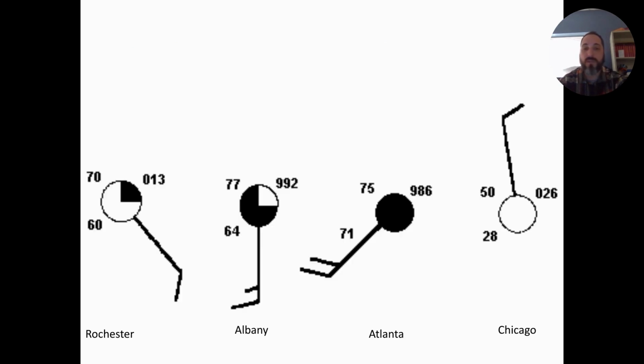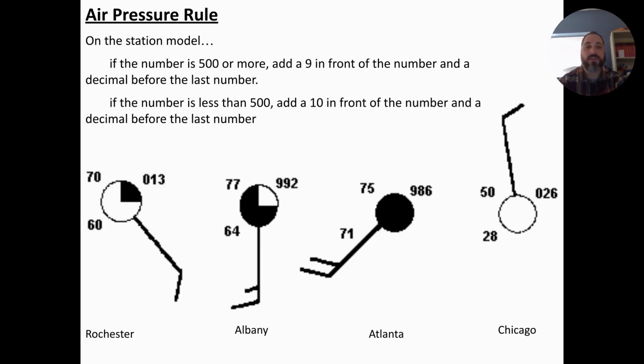All right, now let's take a look at that air pressure rule, and how we decode the air pressure. The basics are: if the number is 500 or more, you're going to add a 9 in front of the number and a decimal before the last number. If that number is less than 500, you're going to add a 10 in front of the number and a decimal before the last number. So both times we're adding a decimal before the last number. That's going to be a step no matter what. It all just depends on what you're doing in front of the number.